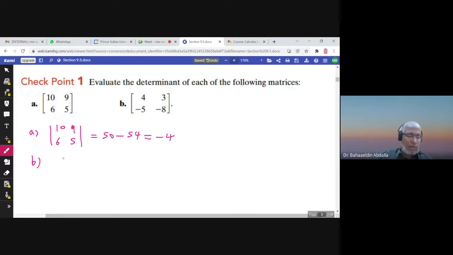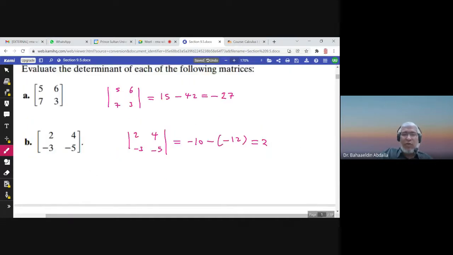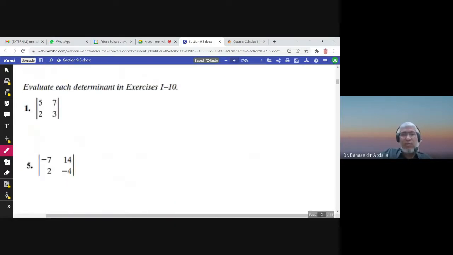This is a 2 by 2 matrix. And the determinant is, we write it like this with these symbols. 4 times negative 8 is negative 32. 3 times negative 5 is negative 15. So negative 32 plus 15 is negative 17. So you can see that the determinant could be a negative number, could be a positive number, could be 0.